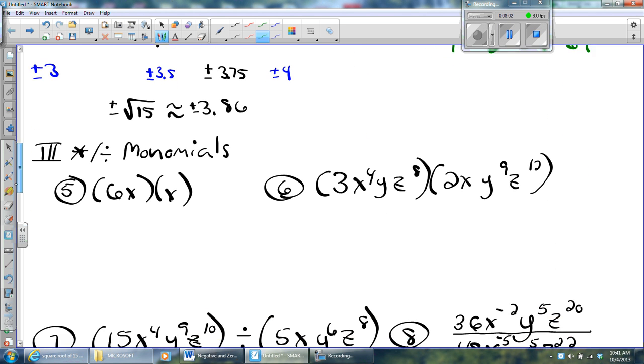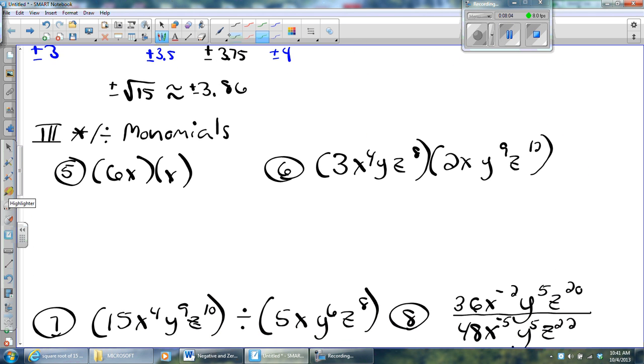Okay, multiplying monomials. Please don't get number 5 wrong. It will not be 6x. It'll be 6x squared. Remember, if you need to put those little ones in there, do that. When I'm multiplying variables, I add the exponents if the bases are the same. When I'm dividing variables, if the bases are the same, I subtract the exponents. And then when I do powers to powers, that's when I multiply the exponents.